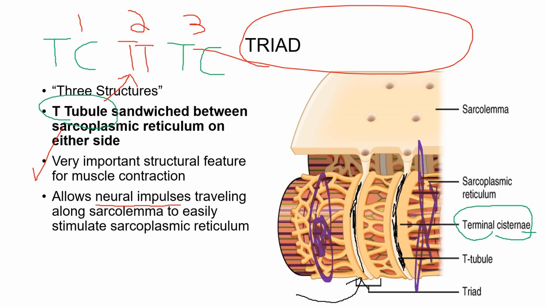We see that with really bad disorders such as multiple sclerosis, Parkinson's disease, and that's a lot of it, it's due to the nervous system not talking with the muscles effectively. So we want this structure, this anatomy, and it's called a triad.